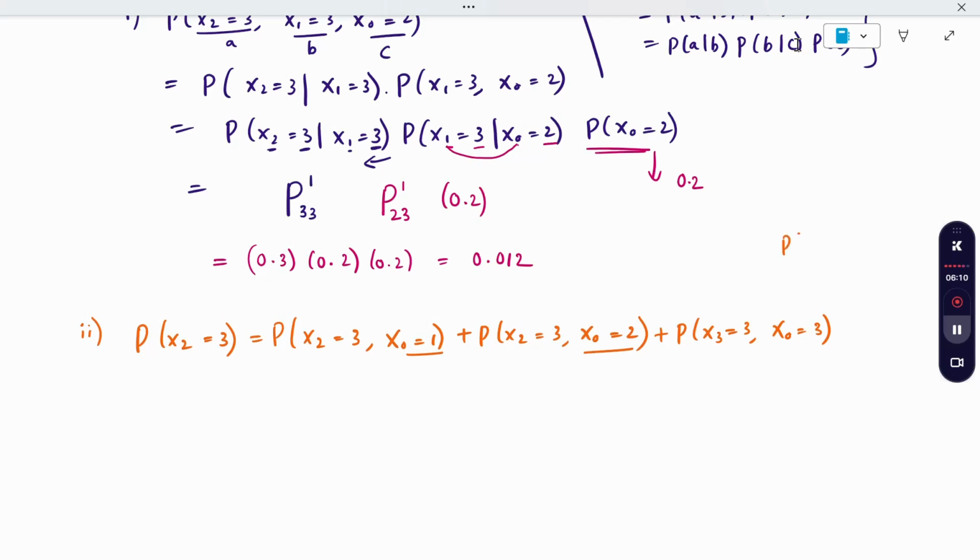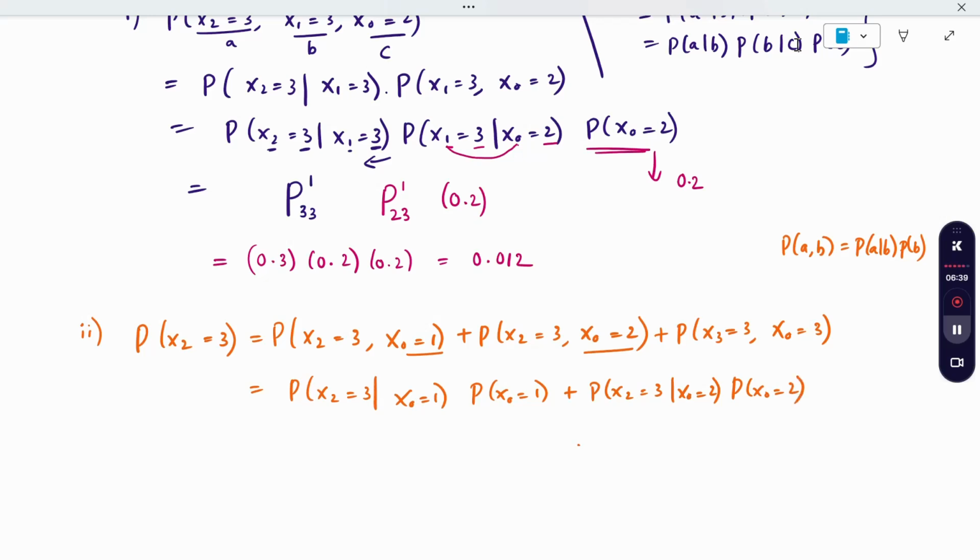Now use the conditional probability. Probability of A given B, how will you write? A comma B is probability of A given B into probability of B. That same concept I am going to write here. Probability of x2 equal to 3 given x naught equal to 1 into initial probability x naught equal to 1, plus probability of x2 equal to 3 given x naught equal to 2 into initial probability x naught equal to 2. Again the same third case, probability of x2 equal to 3 given x naught equal to 3 into probability of x naught equal to 3.